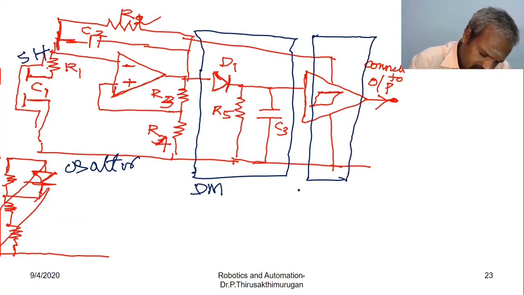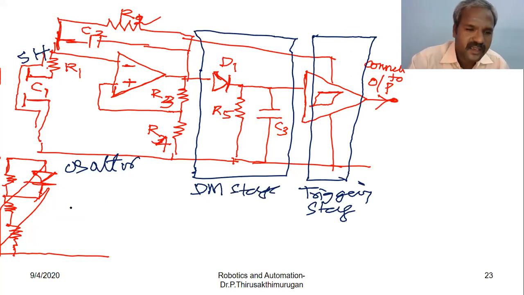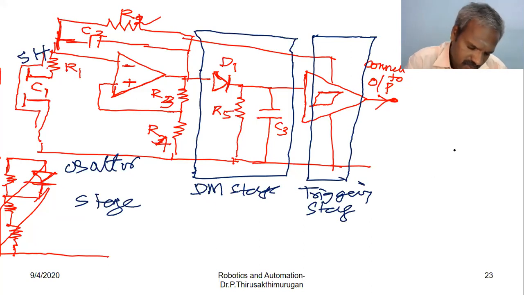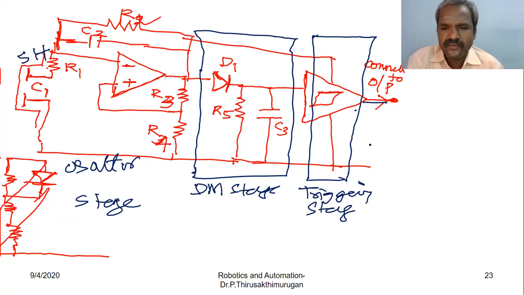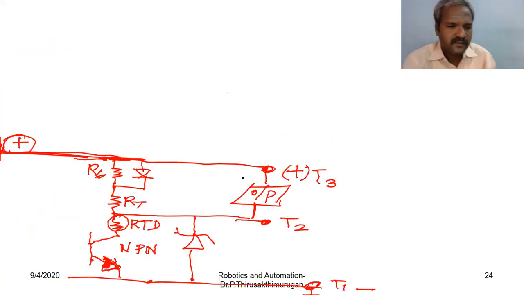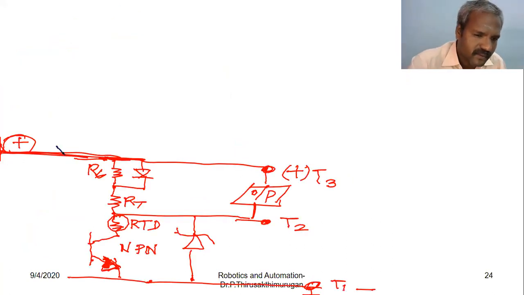So this is the triggering stage. This is the demodulator stage. This is the oscillator stage. The triggering stage output goes to the next one. So these are all the different parts of the inductive and capacitive proximity sensor. Here, sorry, this is the supply line.